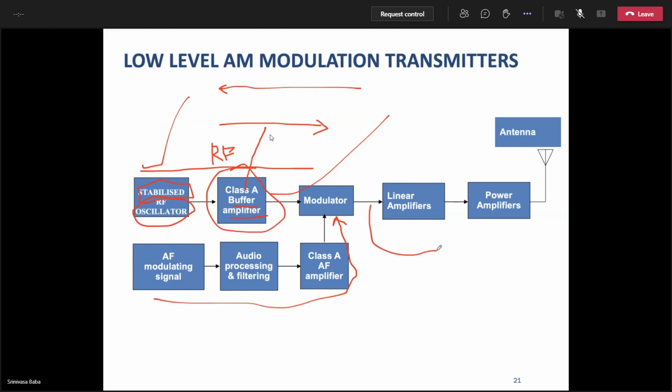Can anybody give me the expression for an AM signal? Anybody? Recently you have written your first mid exams also. C of t equals AC cos 2 pi fct plus or minus phi. That is your C of t. C of t means carrier signal. I am asking for the AM signal. Carrier is different, AM is different.